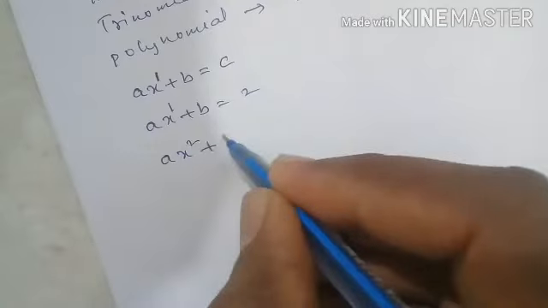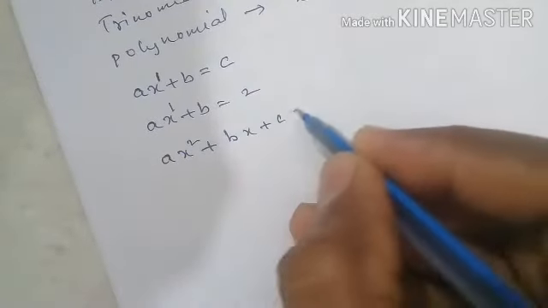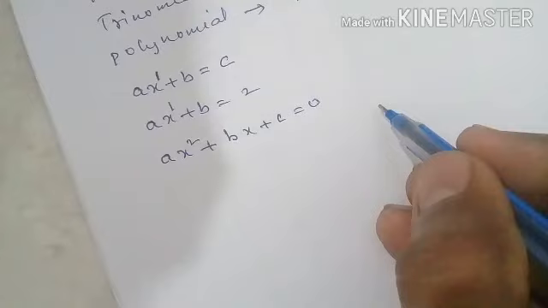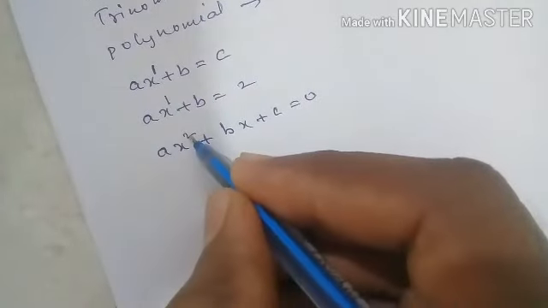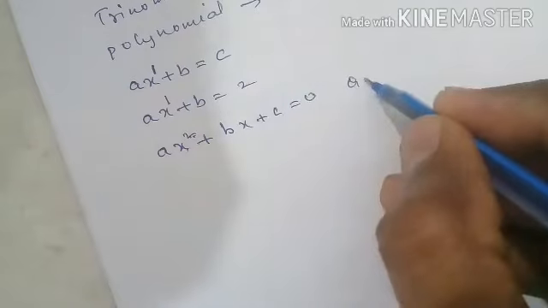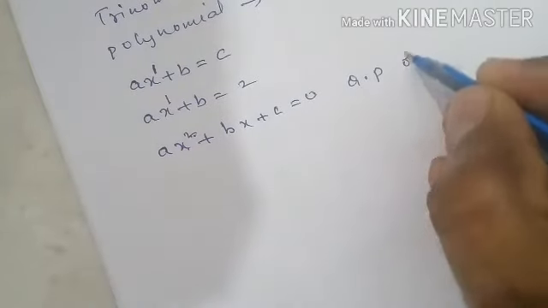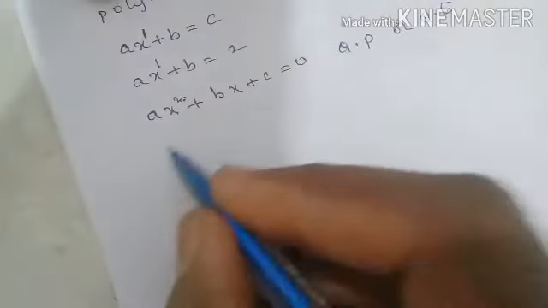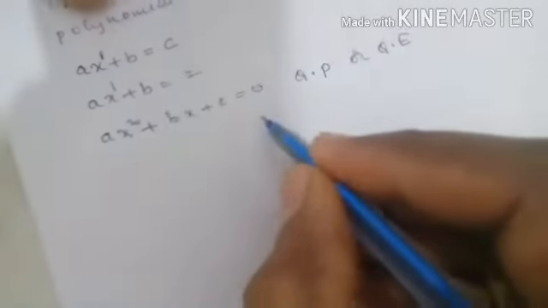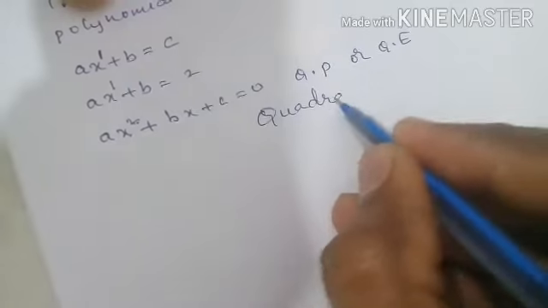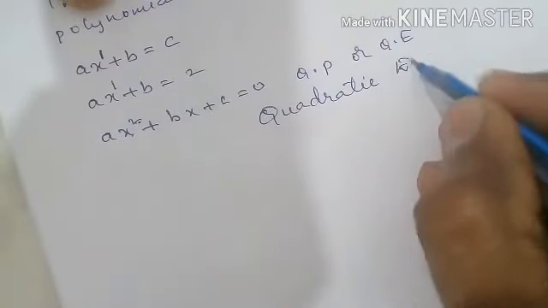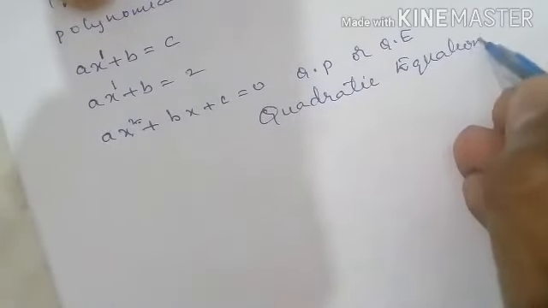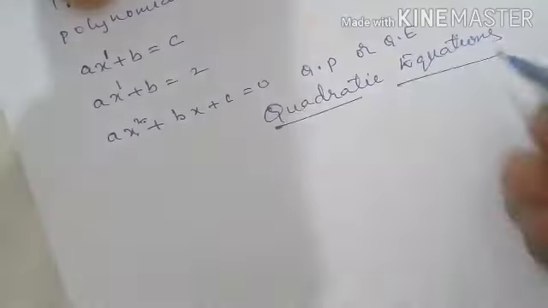Now let us see another equation. ax square plus bx plus c equal to 0. Now here the variable power is 2. So it is called a quadratic polynomial or quadratic equation. So today we will learn about quadratic equations.